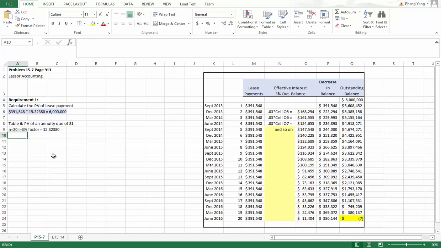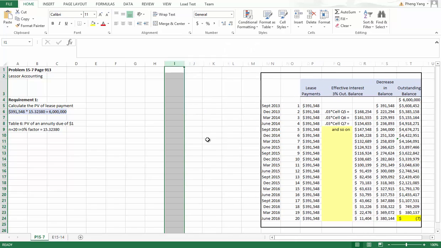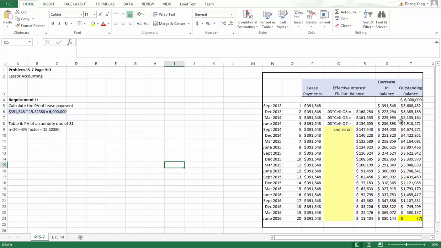This will be the last video for this learning plan, and in this video I will demonstrate problem 15-7 and exercise 15-14. So let me just insert a few more columns in here so we have some room. Okay. So once again, I do have the amortization table for this problem just so it's easier to do our calculations. And this will be problem 15-7 on page 913.